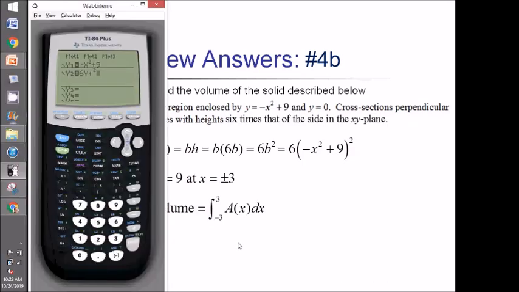To do this on the calculator, I like to break things into pieces. I put this negative x squared plus 9 piece in y1, and then I just did 6 times y1 squared to do the 6b squared over here. Didn't have to, but I did. Let me get out of here now and math 9 this thing to get an integral. So we're going from negative 3 to positive 3, alpha trace y2, because that's where the area function is, and then dx gives me an answer of about 1,555.2.